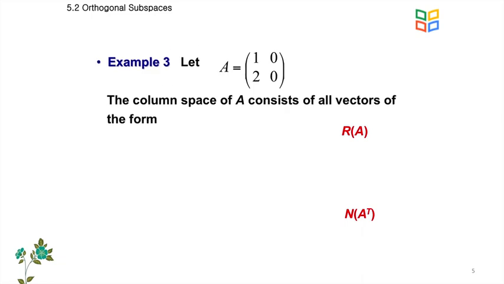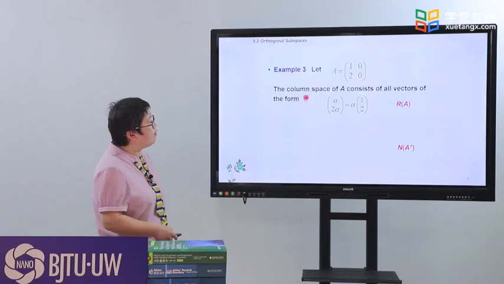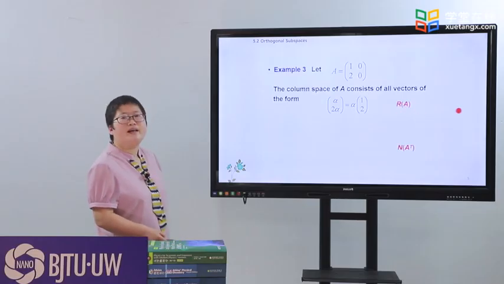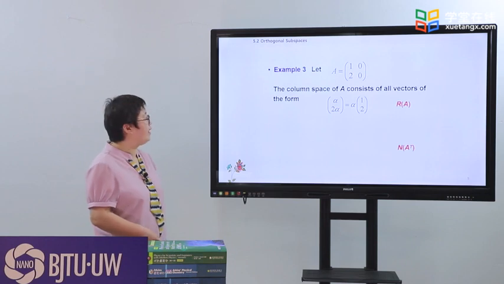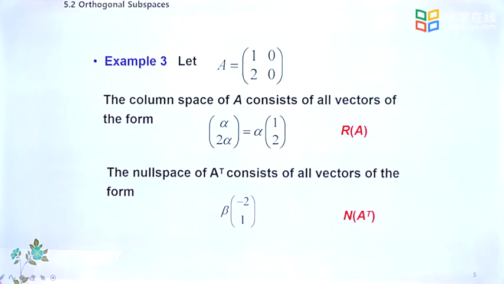Now let's see an example. Let A be this 2 by 2 matrix. The column space of A consists of all vectors of this form, say alpha, 2 alpha, which equals alpha times (1, 2). So this consists of all the vectors in the range of A, in the column space of A. Okay. And now the null space of A transpose.